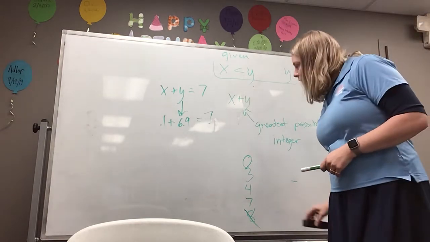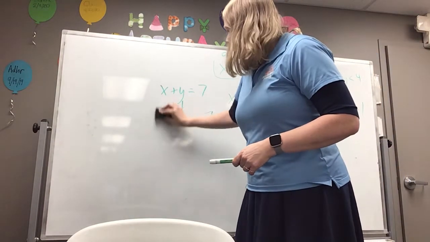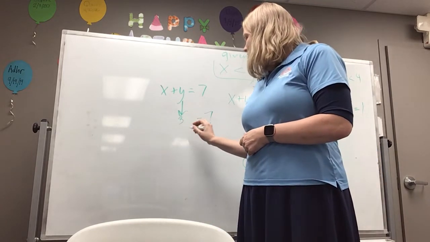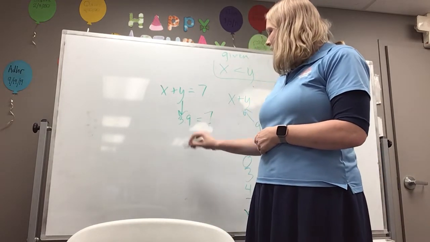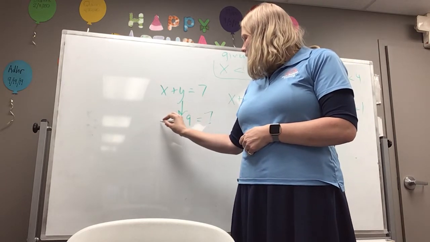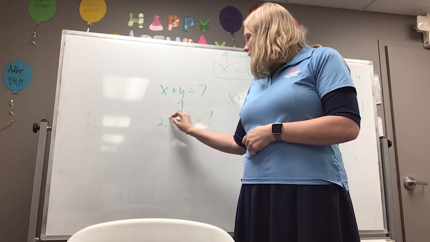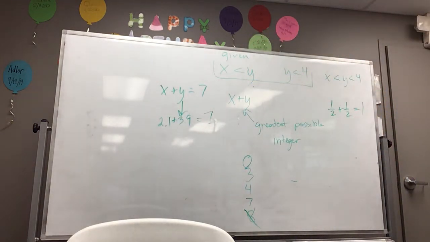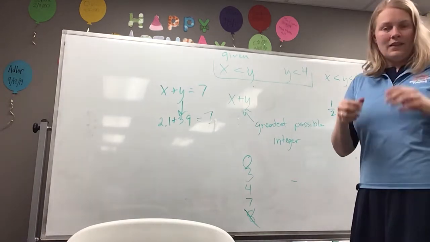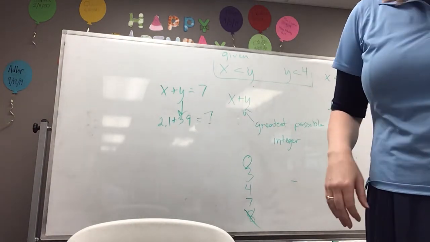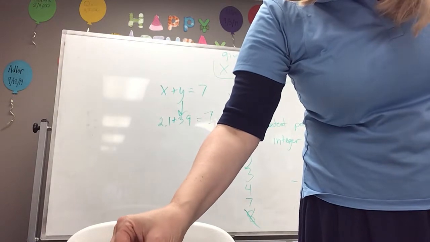Oh, no, I'm wrong. Sorry, I jumped the gun. I forgot the boundary of 4. So, 3.9, and this one would be 2.1. The idea is you can stagger them and still get to 7. I'm going to skip that one.